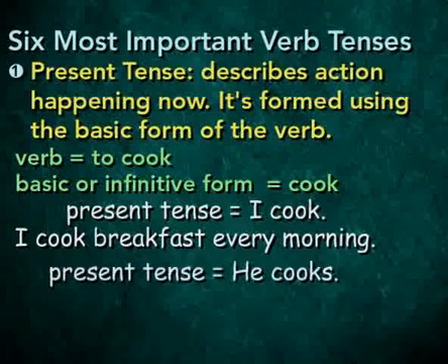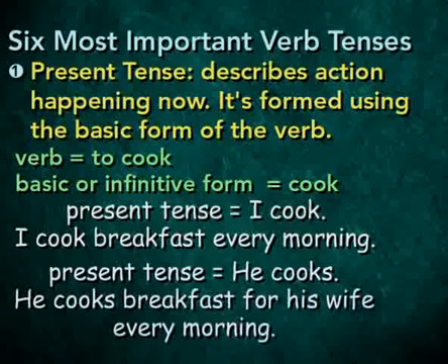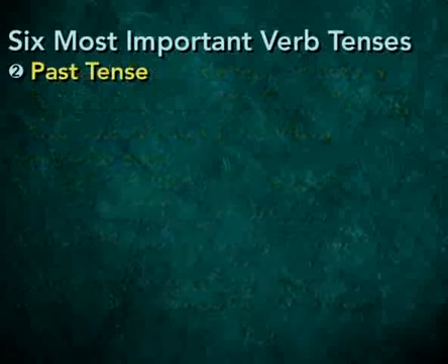So you would say, he cooks. He cooks breakfast for his wife every morning. Both of these would be forms of the present tense. The second tense to know is the past tense.